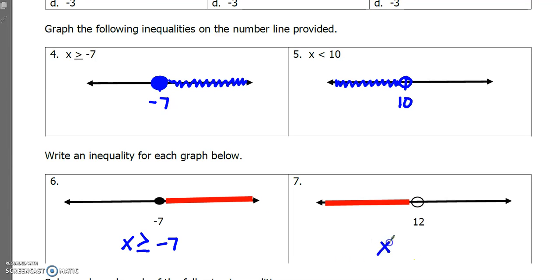Number 7, again, I'll use x for my variable, and then 12 for my number. It is an empty circle, or an open circle, so that way I don't have the equal to sign, and then it is shaded to the left, so that means it will be a less than.